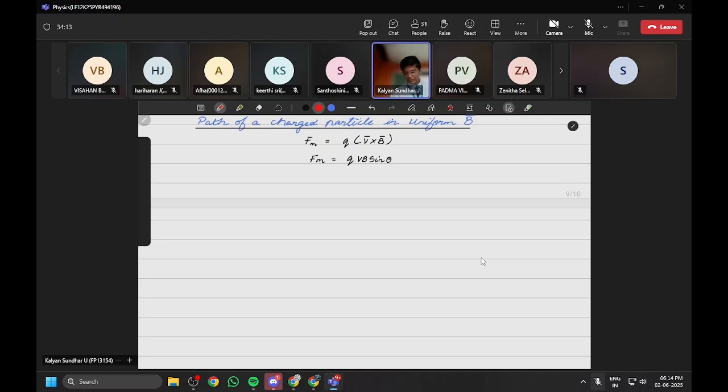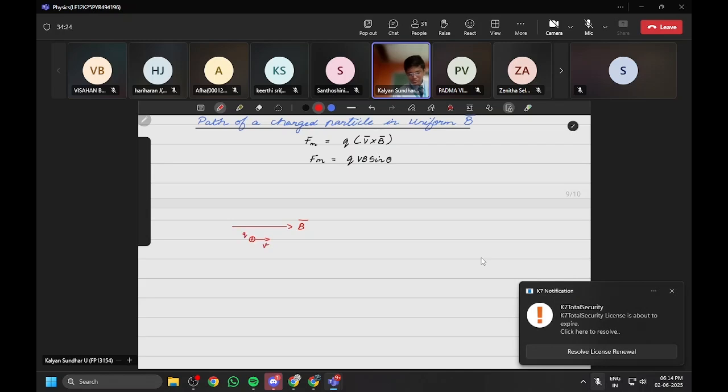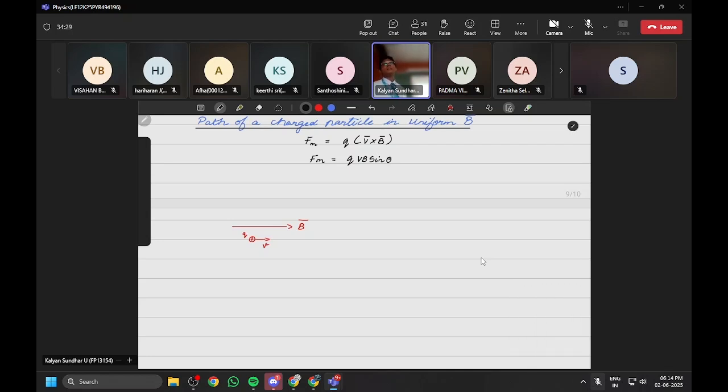Now, let me take a condition here. This is your magnetic field direction, and there is a charge Q which is kept over here and moves along the direction of your magnetic field. What is the theta value? Theta is the angle between V and B. Here V and B are both parallel, so theta will be equal to 0. Therefore, the force produced due to the magnetic field will be 0.